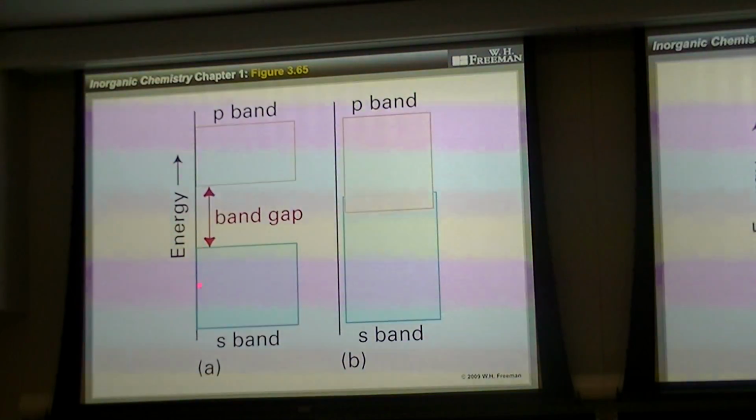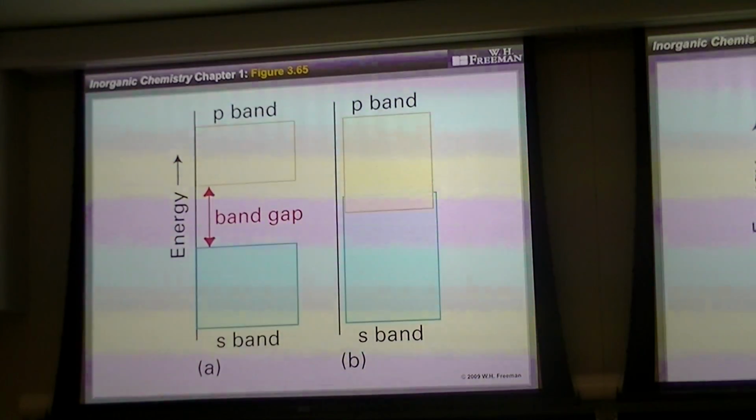I'm talking here about an s band, but it doesn't necessarily have to be an s band. If a band is half full, then the electrons in this band are mobile. They can jump from one molecular orbital to the other and find their way through the solid. Conductors actually have partially filled bands. The distance between two bands is called a band gap.